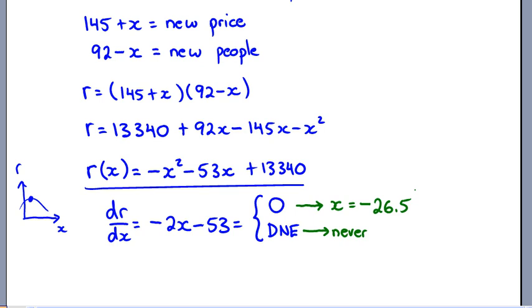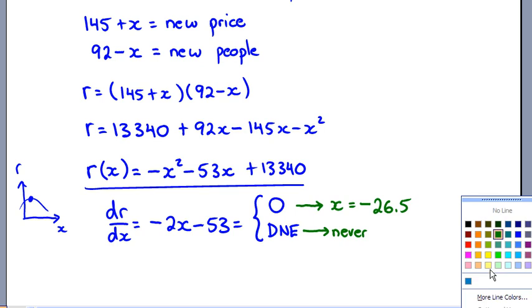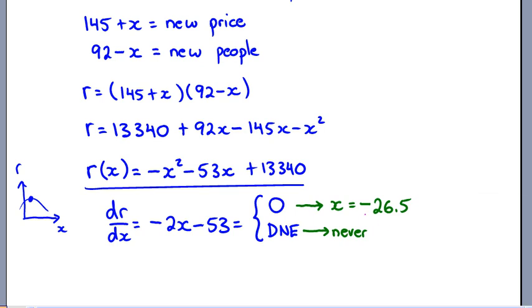26.5. Whoa. Okay, so x was supposed to be how much you raise the ticket price. And we're actually getting some really cool information here. This minus sign is saying, hey, we should lower the price. If you have a negative increase, you've actually got a decrease. Looks like of $26.50.